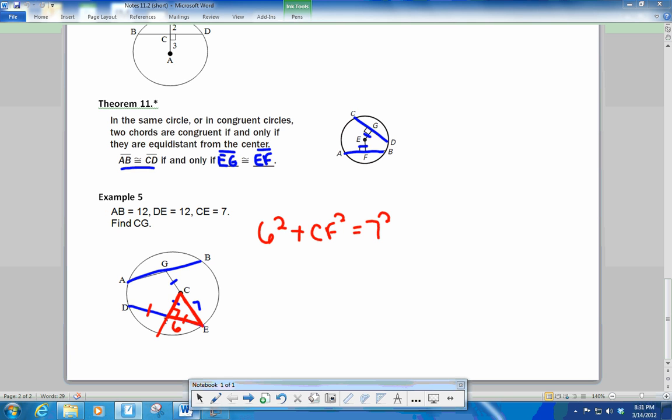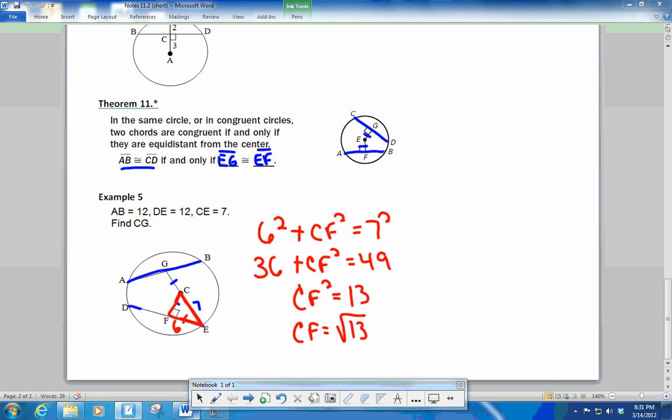So I should say 6 squared plus CF squared equals 7 squared. You might not be able to see that CF because I wrote all over it, but there's that F. So now we have 36, 6 squared is 36, plus CF squared equals 49. And if I subtract 36 from both sides, then CF squared equals 13. And if I take the square root of both sides, then CF equals the square root of 13.